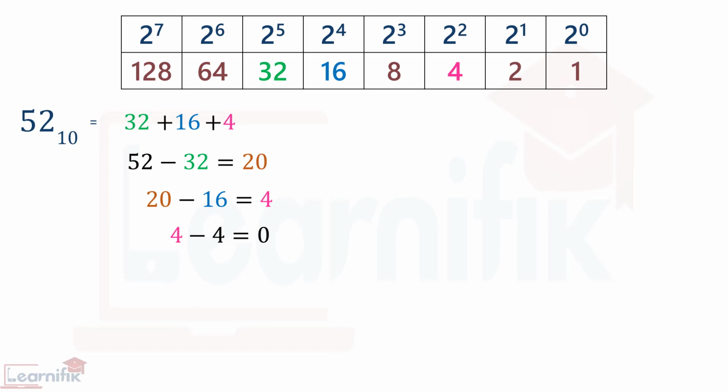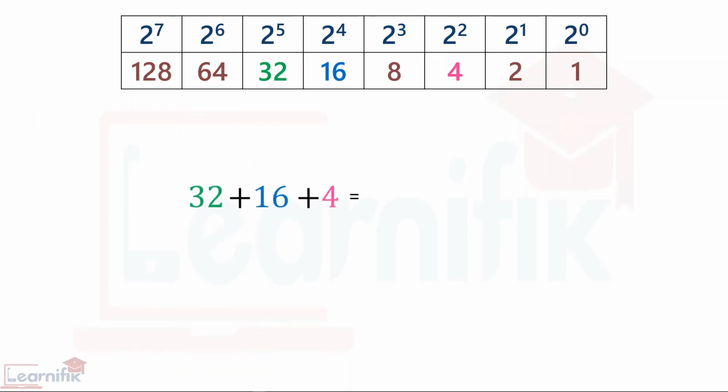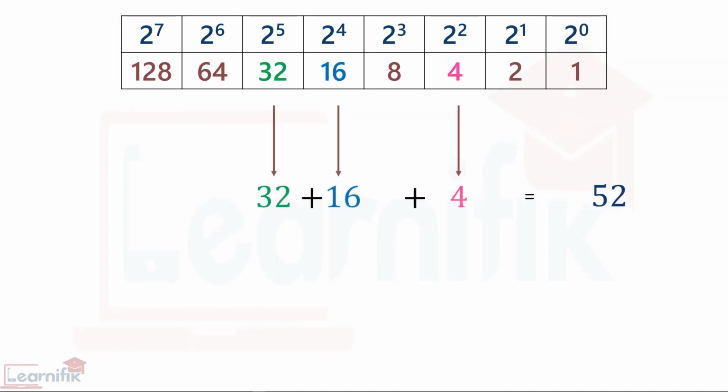The next step is to check if the numbers you wrote down all add up to 52. So you say 32 plus 16 plus 4, which gives 52. So you are correct. This check is very important to do before you go to the next step.